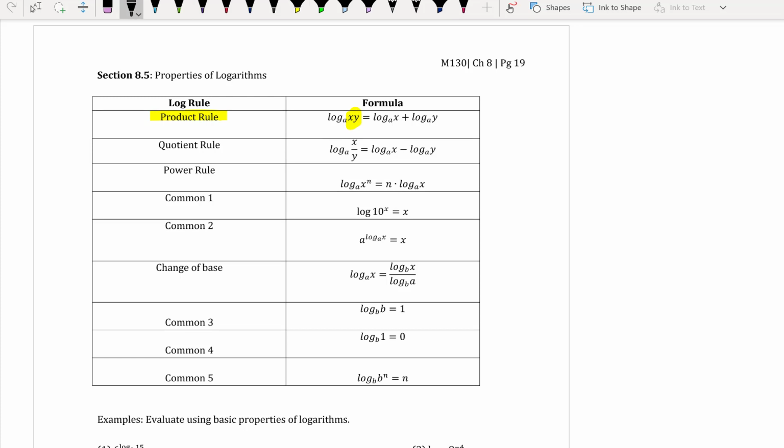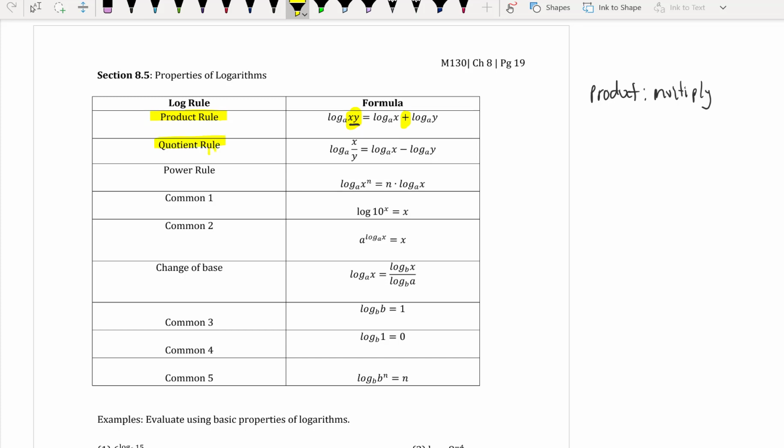So remember that product, I spelled that wrong. There's a T there. There we go. So the product means to multiply. So when we have x and y being multiplied together, it turns into addition where we separate those multiplying factors.